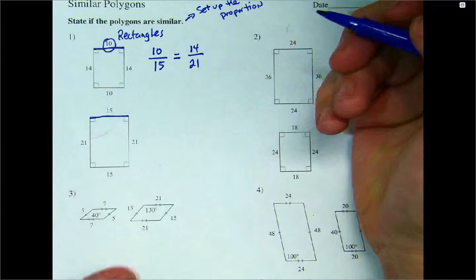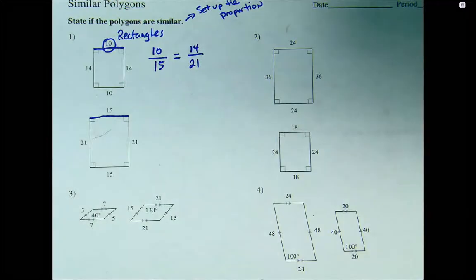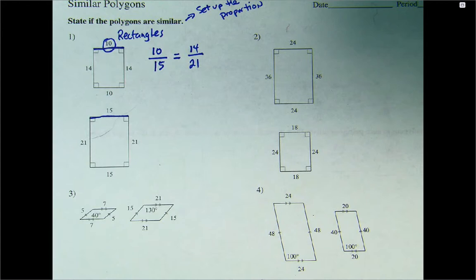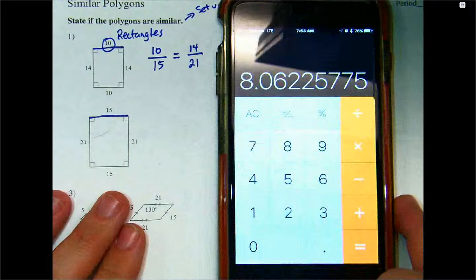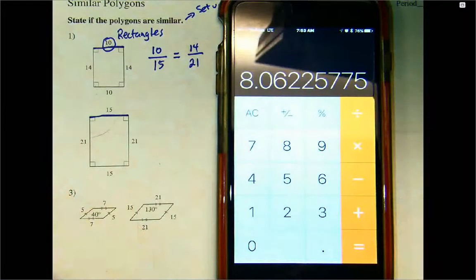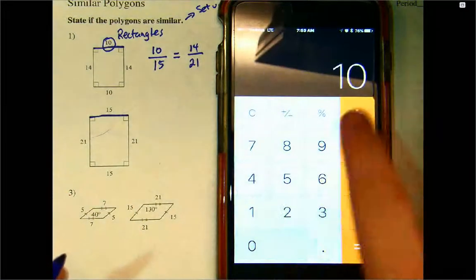Now, a quick way to do this, like I said, an absolutely quick way to do this is just to do the cross product. And I'm going to attempt it with the phone. Remember, master's degree, so I can use my phone. I know it's horrible, but I can do that. Alright, you go 10 divided by 15.